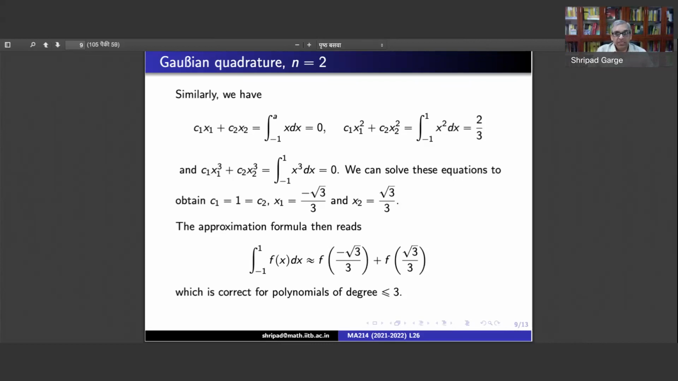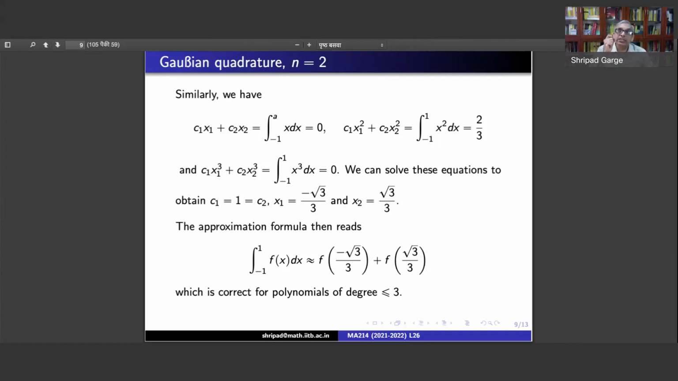So of course it will be correct for the constant term, it will be correct for the linear term, because the trapezoidal rule is obtained using the interpolating polynomial of degree less than or equal to 1. But this formula is also correct for quadratics. So if you have a parabola or something, it will be correct for that, and even for a cubic, this formula is going to give you the correct answer.